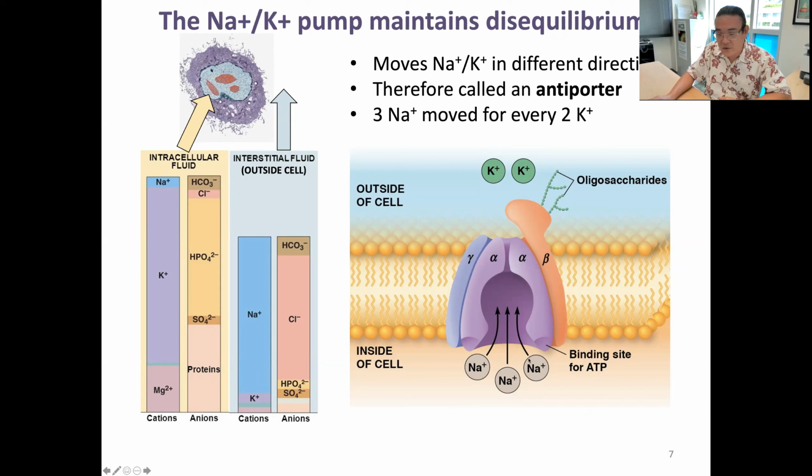What it's going to do is bind 3 sodium ions on the inside of the cell, right? And pump them out to the outside. And at the same time, it's going to take 2 potassium ions from the outside and pump them into the cell. Right? In both cases, the sodium and the potassium are going to be moved or pumped against the gradient, right? Because you already have a lot of sodium on the outside.